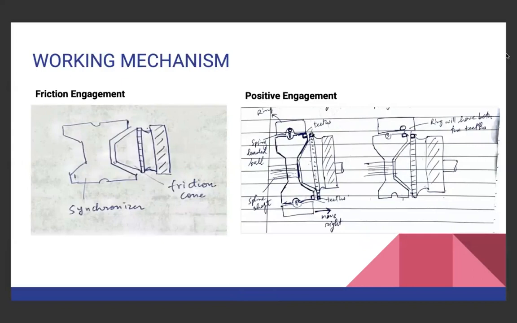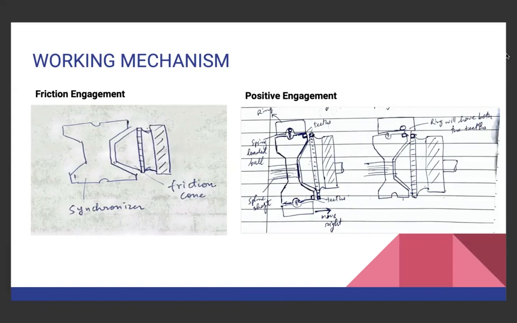The dog clutch in the constant mesh gearbox doesn't have any protrusion inside or outwards. In the synchromesh gearbox, we have an extra clutch which is known as a synchronizer, and we can see in the diagram that it has a tapered surface towards the inside of it. So this is also called the inner cone, and this slide shows the working mechanism.